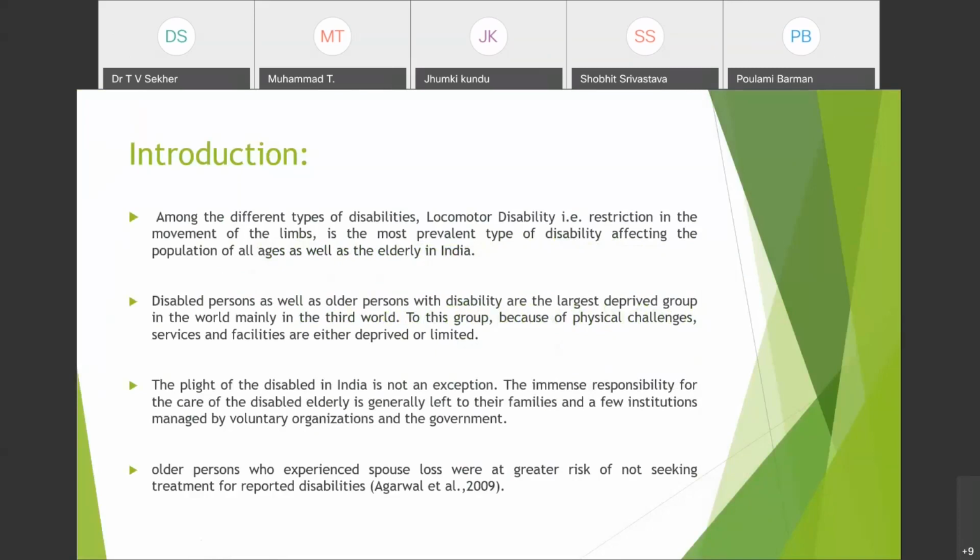Now, as we can see, India is experiencing demographic transition and older individuals are living with an increasing life expectancy. The matter of concern is whether demographic aging is coupled with the burden of disability, because several studies have found the undeniable fact that these added years to life are often accompanied by chronic physical impairment. These older disabled persons are the largest deprived group in the world, and India is not an exception. The responsibility for the care of the disabled elderly is generally left to the families, a few voluntary organizations, and the government.